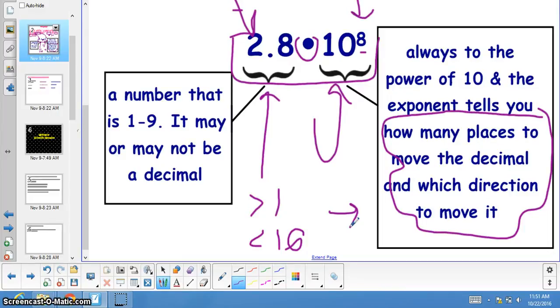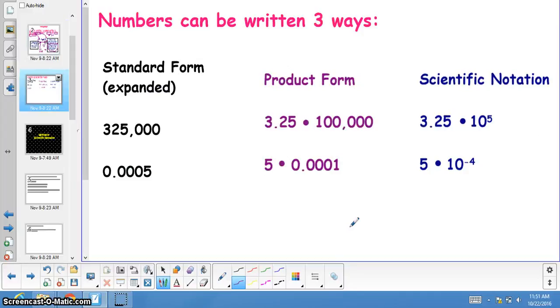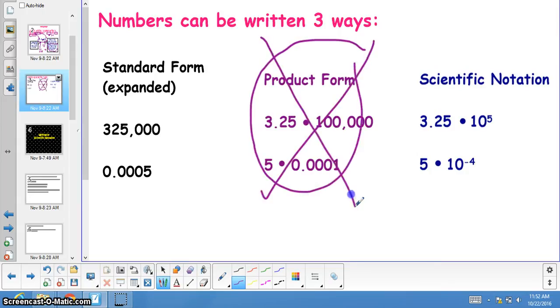Before we look at examples, let's look at a couple more things. Numbers can be written in 3 ways. Standard form, which is regular numbers, 1,325,000.0005. Product form is this example, which we really don't use quite frequently. But we will begin using scientific notation.